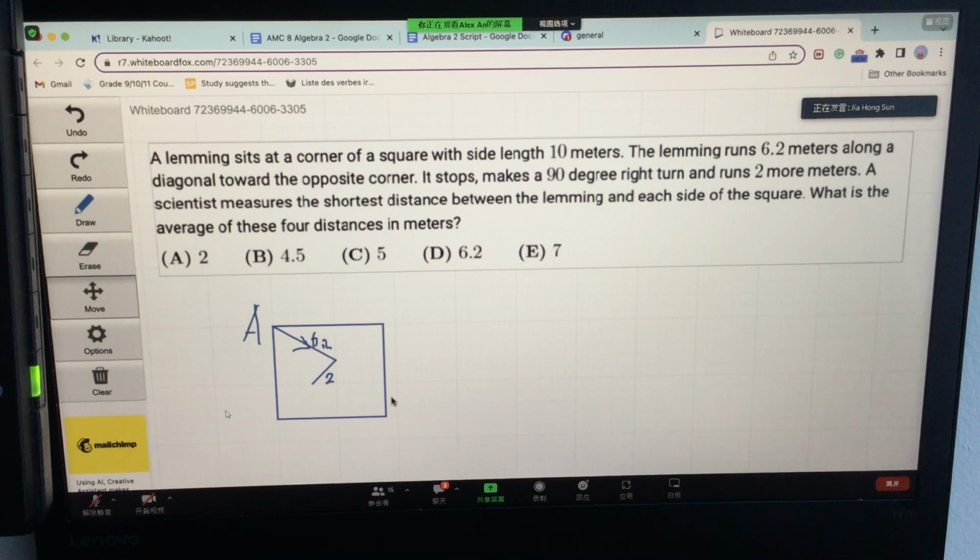Here we want to find the average of these 4 distances. So these 4 distances mean here, here, here, and here. Now this may seem hard, and originally you'll think that way, but there's actually a very simple trick. Don't you realize that the sum of these 4 is exactly 2 side lengths, right? So that's 4 for 2 side lengths. Each is 10, so 10 plus 10 divided by 4 would be 5.